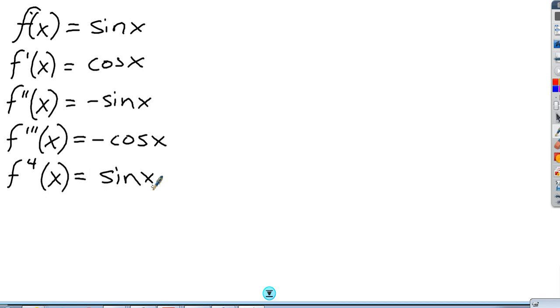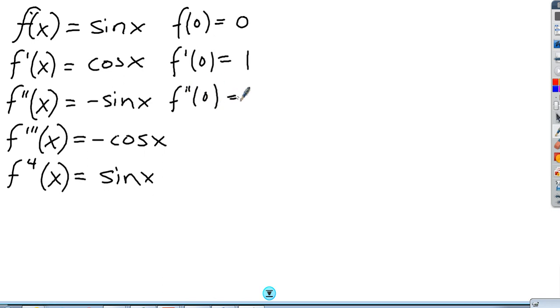Now we evaluate them at 0, which are pretty straightforward numbers. Sine of 0 is 0. Cosine of 0 is 1. Negative sine of 0 is still 0. Negative cosine of 0 is negative 1. And then we repeat.